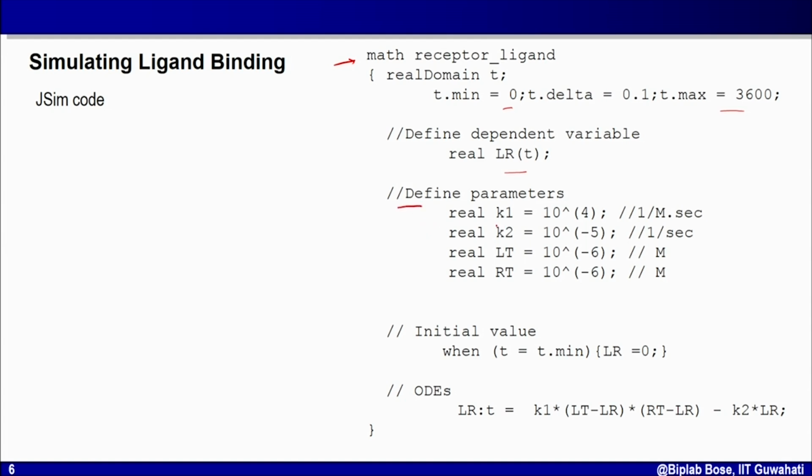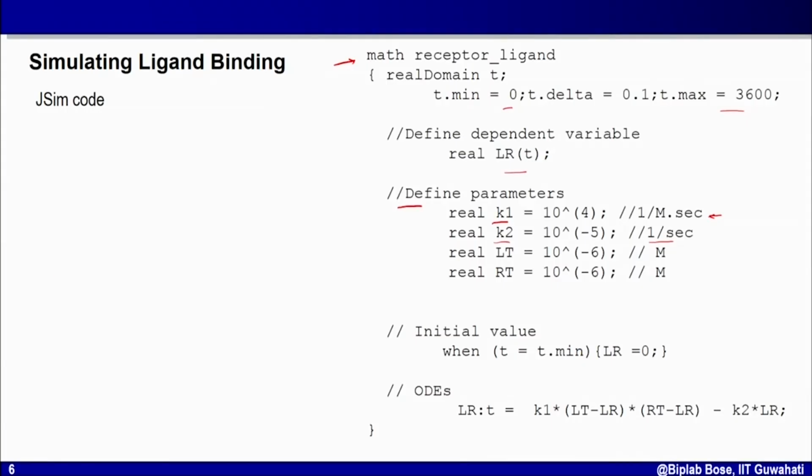So the first parameter is K1, that is the forward rate constant. It is 10 to the power 4, and I have annotated it saying that the unit is 1 by molar per second, 1 by molar second. The second parameter is K2, that I have taken as 10 to the power minus 5. Its unit is actually 1 by second. Remember, these units are written in annotation. That means JSim will not consider this unit. So the whole calculation is based on consideration that everything is unitless, but I have written them in annotation so that we can remember what is the unit we are using.